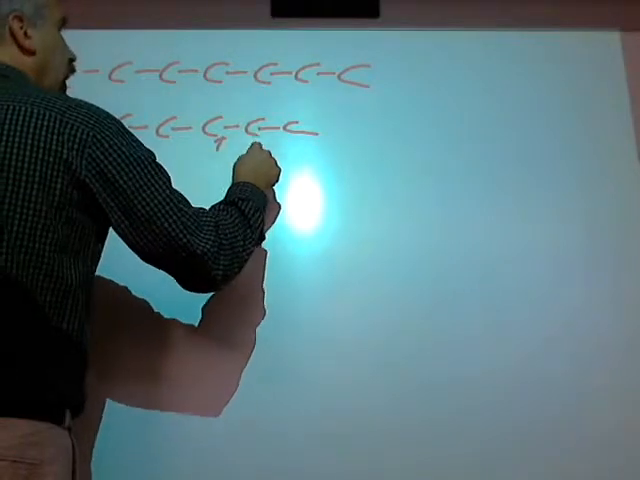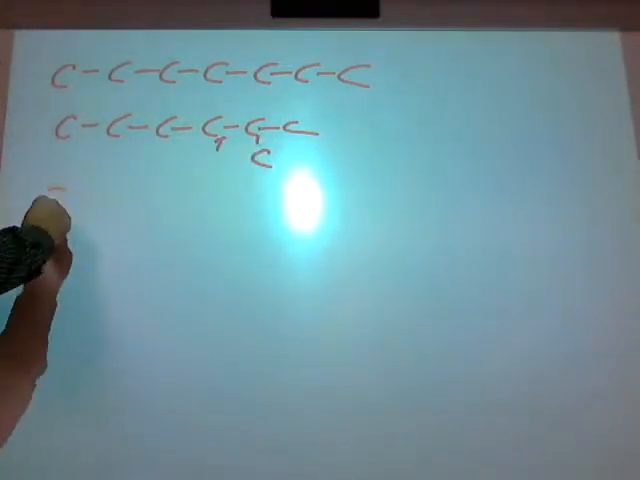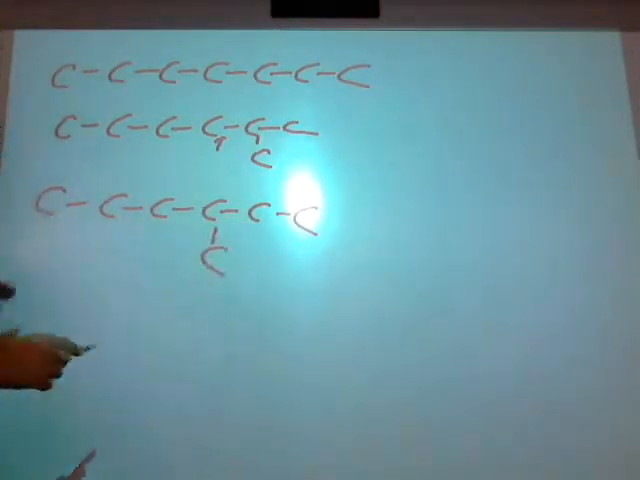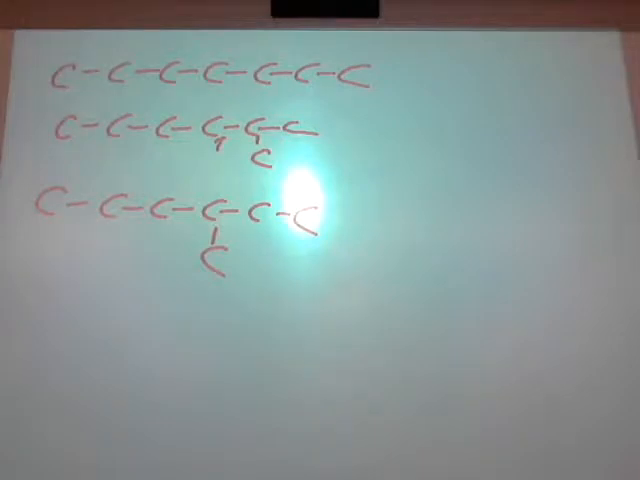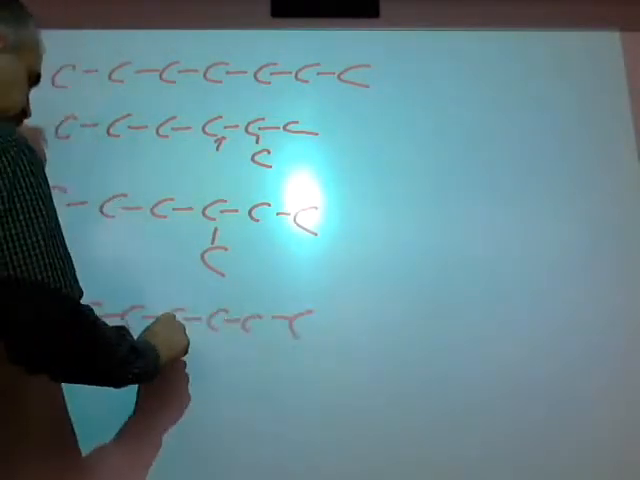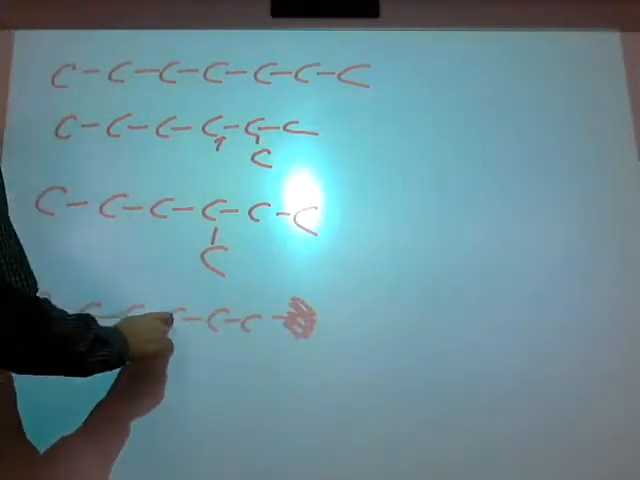And I can move that carbon around: 1, 2, 3, 4, 5, 6. I can move that carbon around to as many places as I can where I get a different compound. But that's about as far as I can go, isn't it? Yep, because if I move it over to here for the next one, it's going to be the same as this guy right here. You understand? In other words, if I did this, it would be wrong.